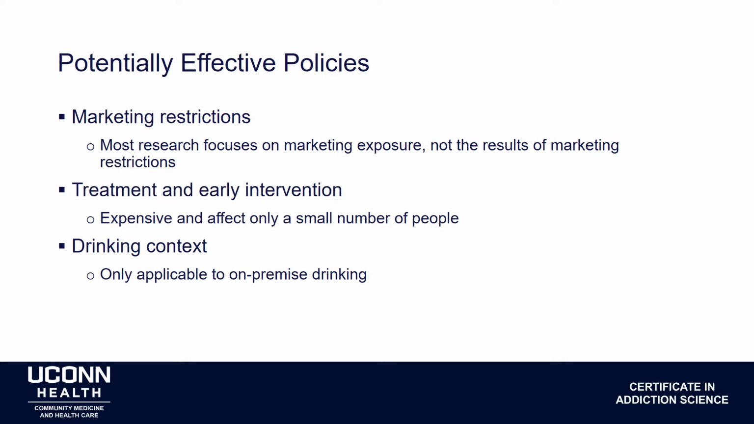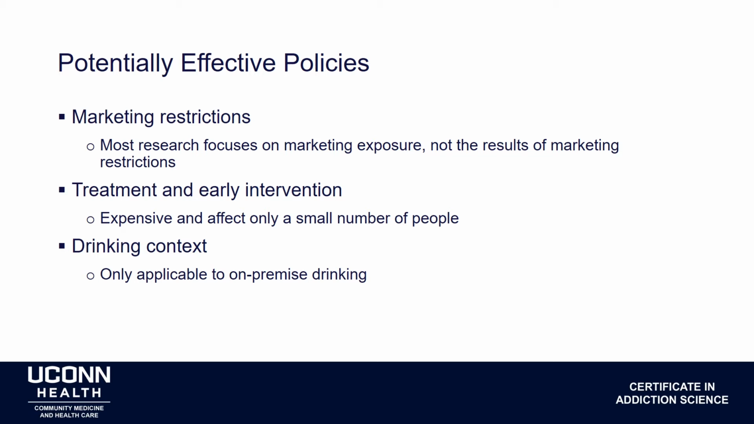Focusing on treatment and early interventions. These could be effective, but they're very expensive, so we have to put up a lot of upfront costs. And they really do only affect a small number of people. If we're doing treatment, it's really only affecting the people who are alcohol dependent or who had been in a drunk driving accident or something along those lines. So they're effective at the individual level, but we need more research to say whether they're effective at the population level.